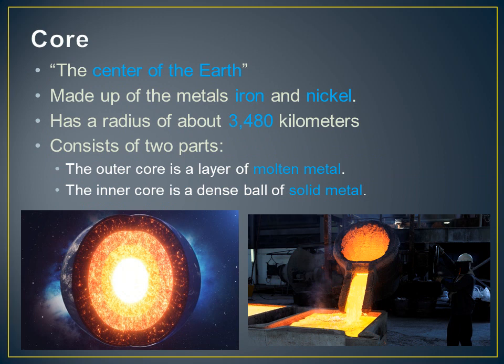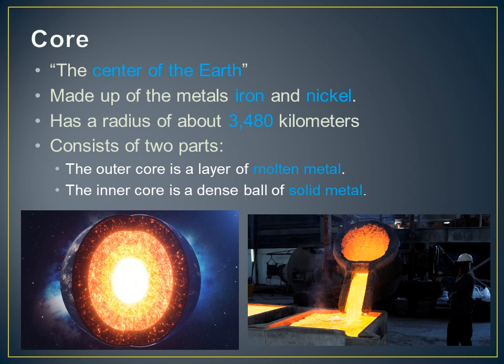And once we get to the very center of the earth, we come to the core. Again, this is the center of the earth. It's made up of the metals iron and nickel, again 2 metals, also 2 elements. Now this has a radius of around 3,480 kilometers. So mantle and core, very thick parts of the Earth.